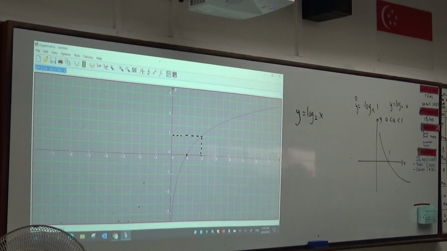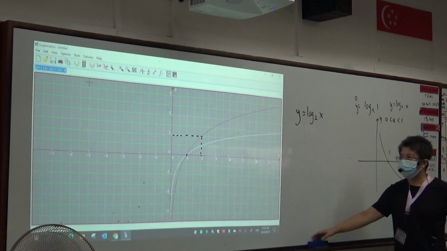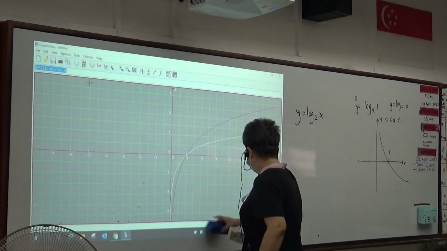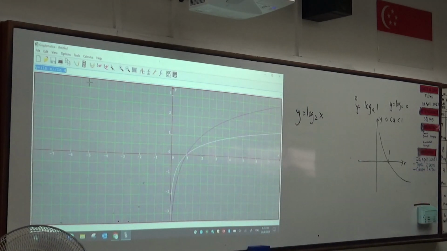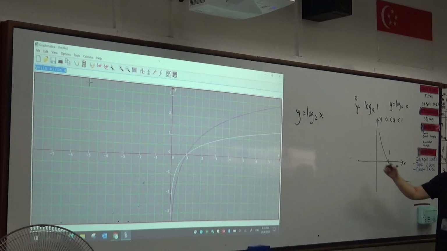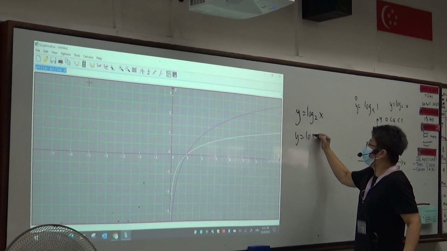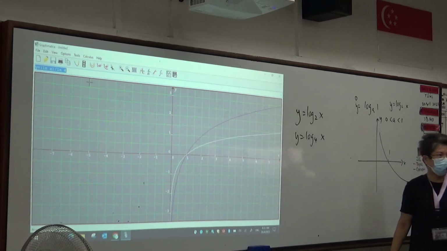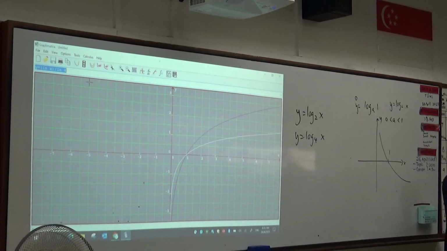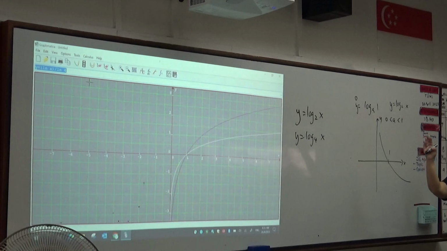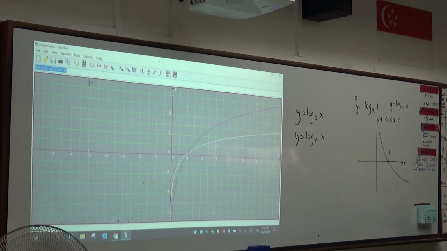Okay, now let me show you another graph. Can you look at this? The white one. This is the graph of y equals to log 4x. What do you realize? The shape is the same, right? But can you see it's lower?